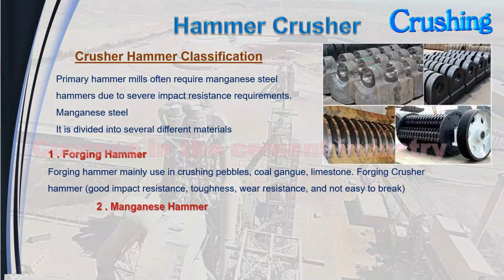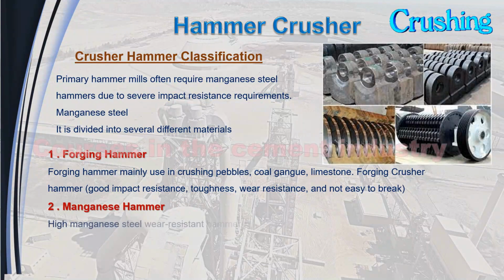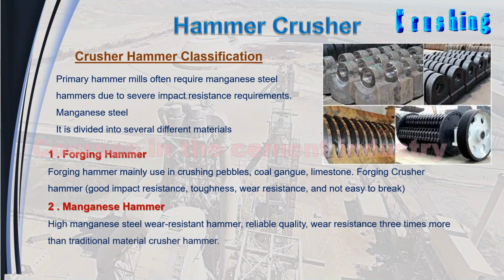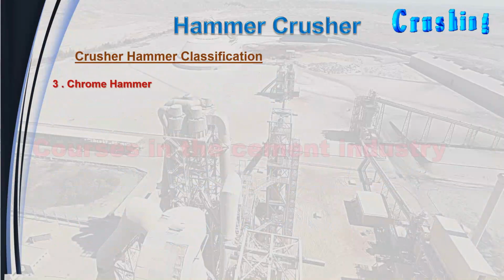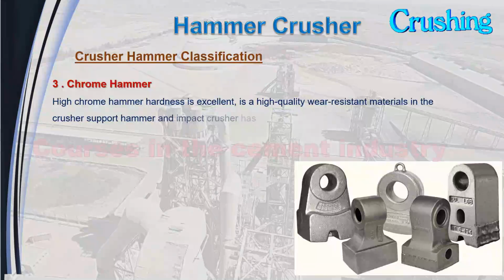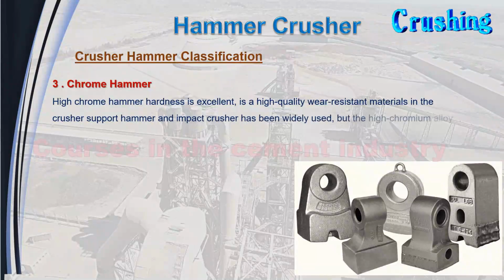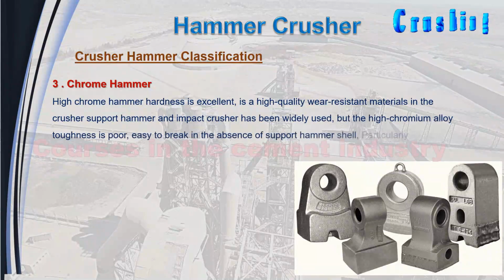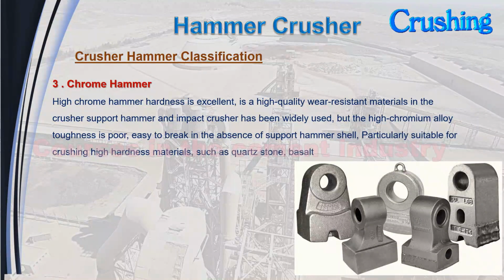2. Manganese hammer. High manganese steel wear resistant hammers are of reliable quality, with wear resistance 3 times greater than traditional crusher hammer materials. 3. Chrome hammer. High chrome hammers have excellent hardness and are a high quality wear resistant material in crusher hammers, and have been widely used in impact crushers. But the high chromium alloy has poor toughness and breaks easily in the absence of a hammer shell. It is particularly suitable for crushing high hardness materials, such as quartz stone and basalt.